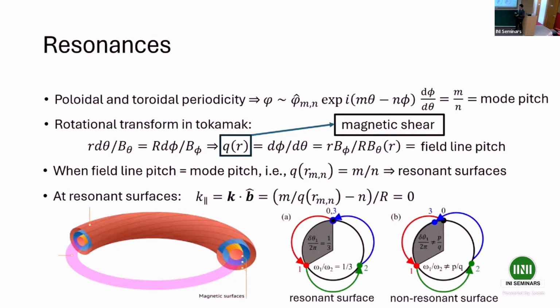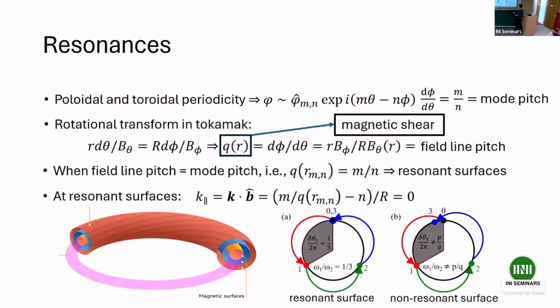In a periodic cylinder, we can write the plasma mode into this form, e to the i(m theta minus n phi). So d phi over d theta defines the mode pitch, which is also the ratio of m to n. m is a poloidal mode number, n is a toroidal mode number.